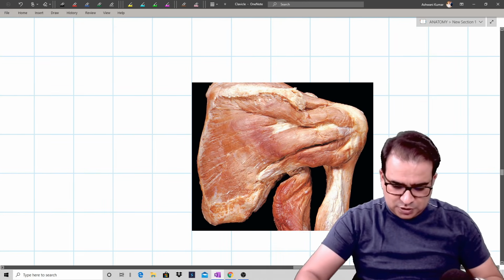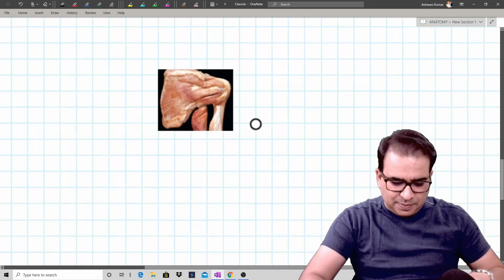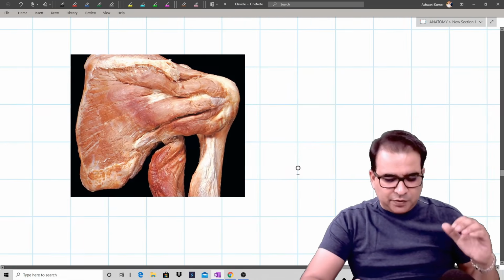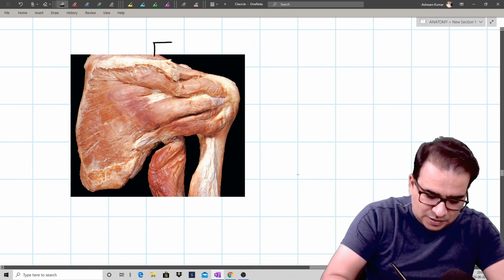Not this one, guys. This is the picture of the posterior aspect only. The anterior aspect picture is below. Let me just show you one more picture here. The muscles which are coming from the scapula to the humerus. Once again, you can see above the spine of the scapula, the supraspinatus.